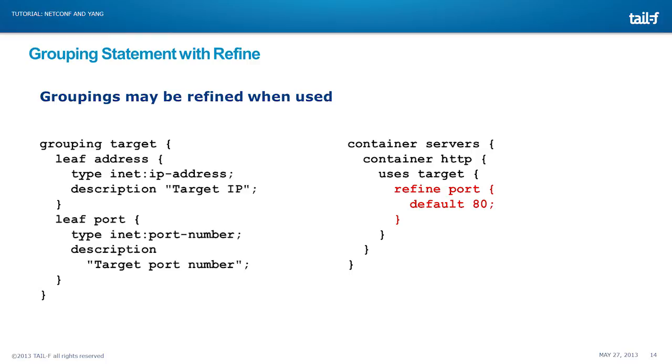And then on the right, we see an example of a use of it. We've got a couple containers and then uses target. But within uses target, we say refine port default 80. So what this does is take the leaf port and add the default 80 attribute to that leaf. So in this case, under servers HTTP, the port number will have a default value of 80. If someone hasn't entered a value, we've defined its default port value to be 80.